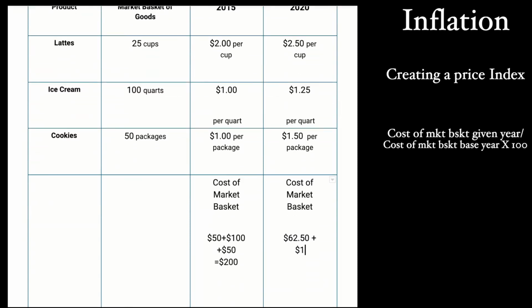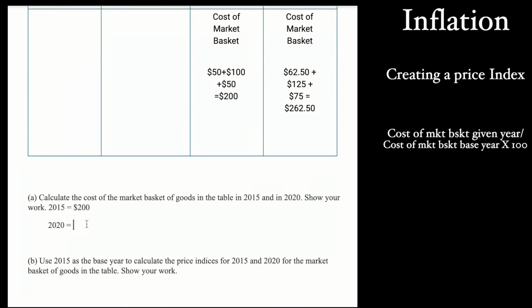And then finally, we're going to add to that 50 packages of cookies, and they cost $1.50 each, and that comes out to $75. And all together, now I need to add that up. I'm going to use my calculator. That is $262.50. Okay, so prices have definitely increased.